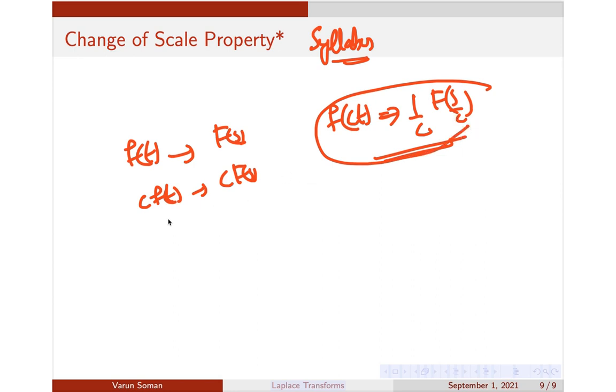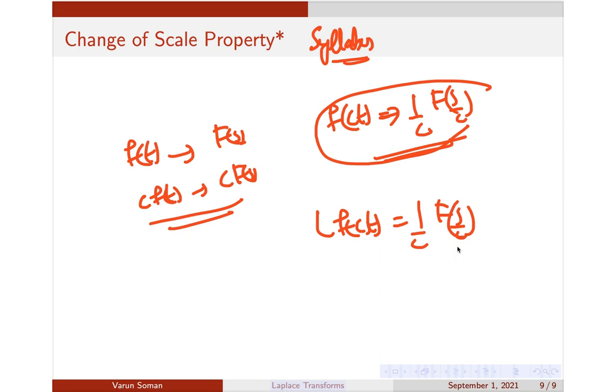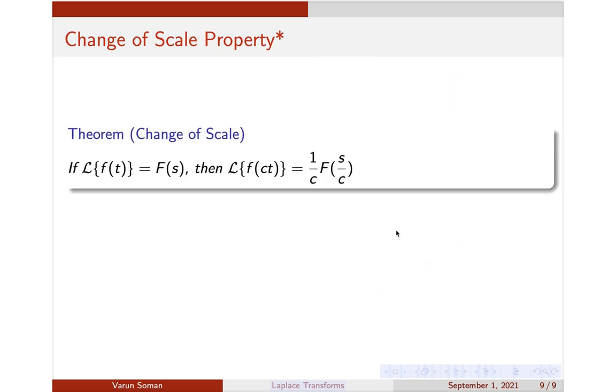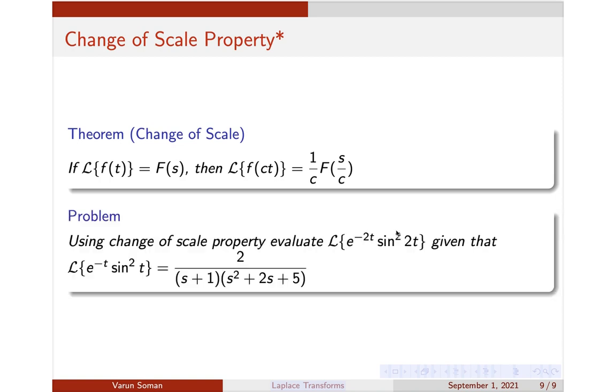Don't confuse it with c into f of t. That is a linear function. Here the variable inside your f is multiplied by c. So the transform of f of ct is nothing but 1 by c into F of s by c. It is not required for examination, so I'm just telling you for information only. That is an interesting result. We'll not be using this result, but I have included one problem for your understanding. If you want, you can do this problem also.